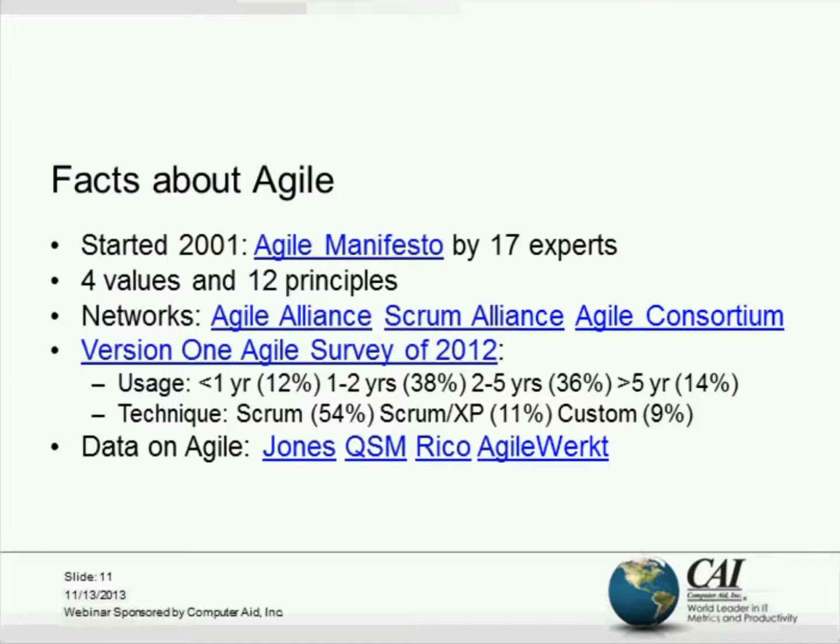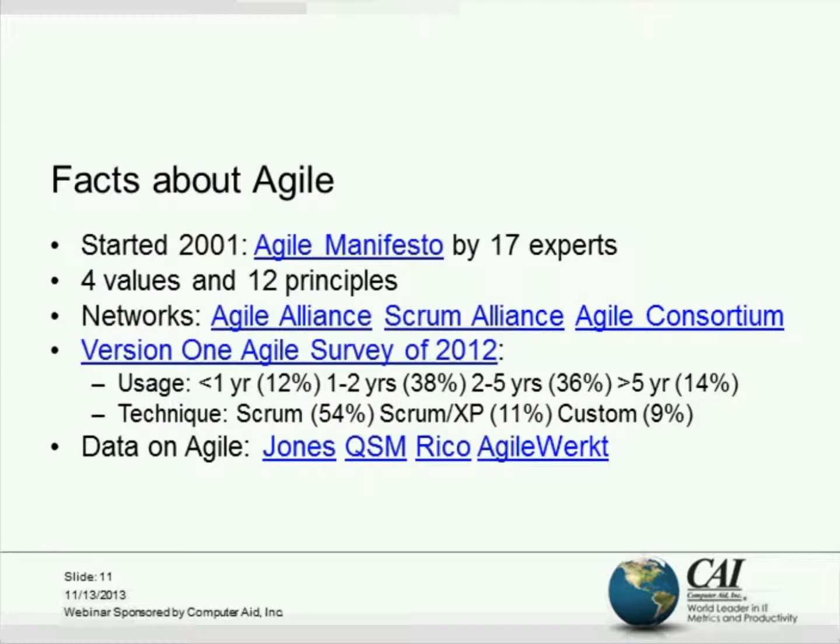For some figures on Agile adoption, the VersionOne survey, which is a yearly survey on Agile adoption, shows that organizations with less than one year of experience with Agile adoption are 12%. One to two years, 38%, two to five years, 36%. So the majority of organizations have a few years of experience with Agile. As I explained, it started in 2001, but it's really taking a swing in the last couple of years, and more organizations are adopting Agile practices.